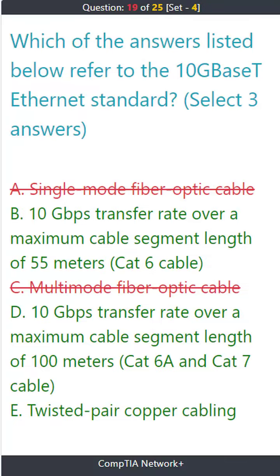The correct answers are B. 10 Gbps transfer rate over a maximum cable segment length of 55 meters, Cat6 cable, D. 10 Gbps transfer rate over a maximum cable segment length of 100 meters, Cat6A and Cat7 cable, E. Twisted pair copper cabling.